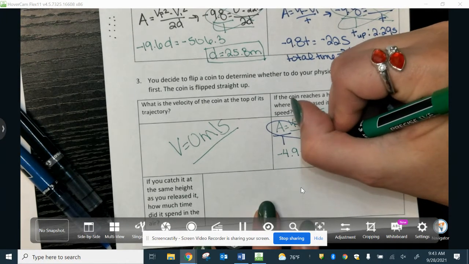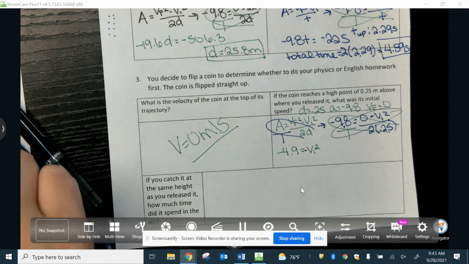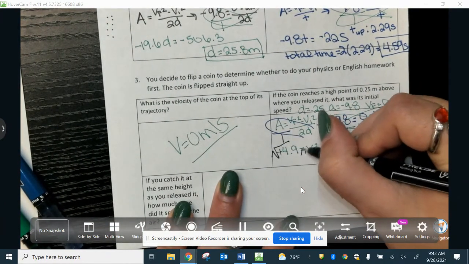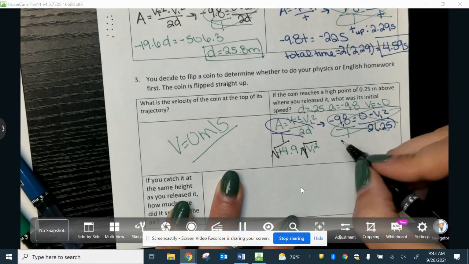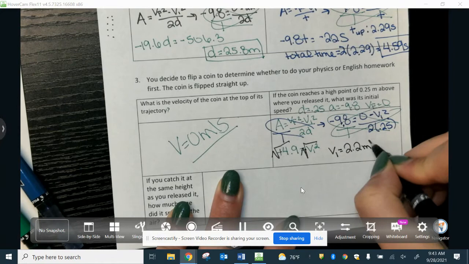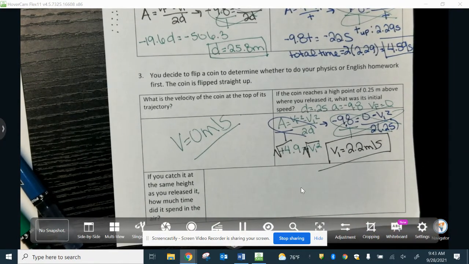Oops. Negative VI squared. So negative 4.9 equals negative VI squared. My negatives can cancel out. I can multiply everything by negative 1. And then I take the square root. So VI should equal 2.2 meters per second.